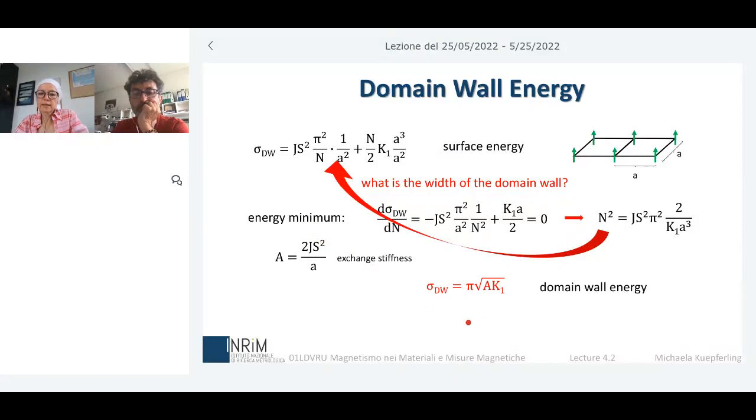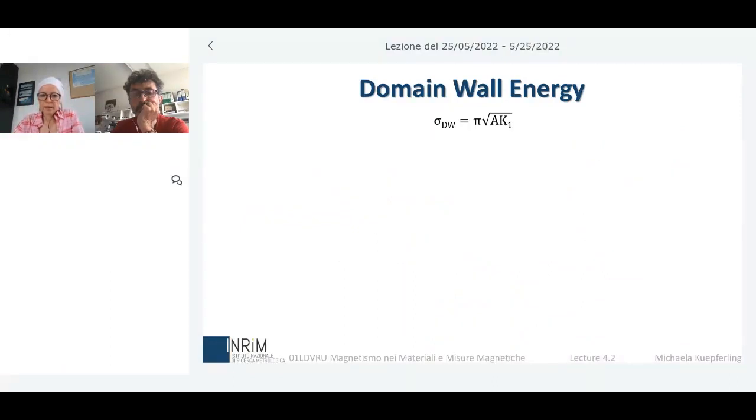And then we can have a very simple, nice expression for your domain wall energy. And this is pi times the square root of A times K, the anisotropy constant. So this simple expression you can remember. And of course, you can calculate also the domain wall width. And this is pi times the square root of A by K.